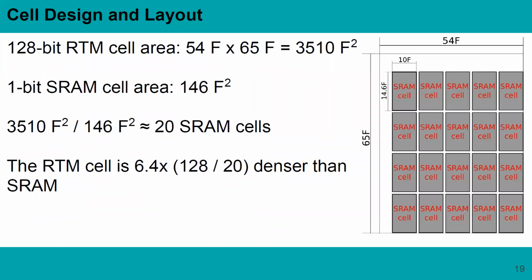According to the cell layout, the area is 3510 F², where F is the feature size of the transistors. Taking into account that 1-bit SRAM cell area is 146 F², 20 SRAM cells can be fitted into the area of the proposed cell. That is, the FTC cell is 6.4 times denser than SRAM.